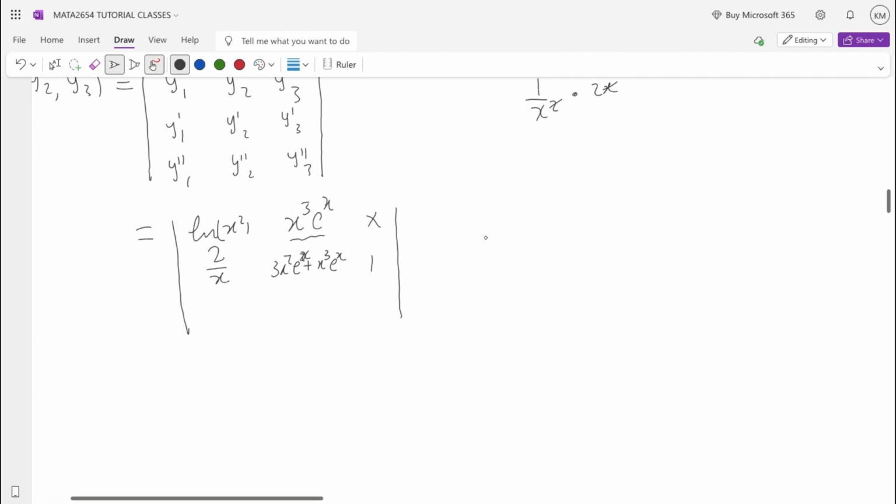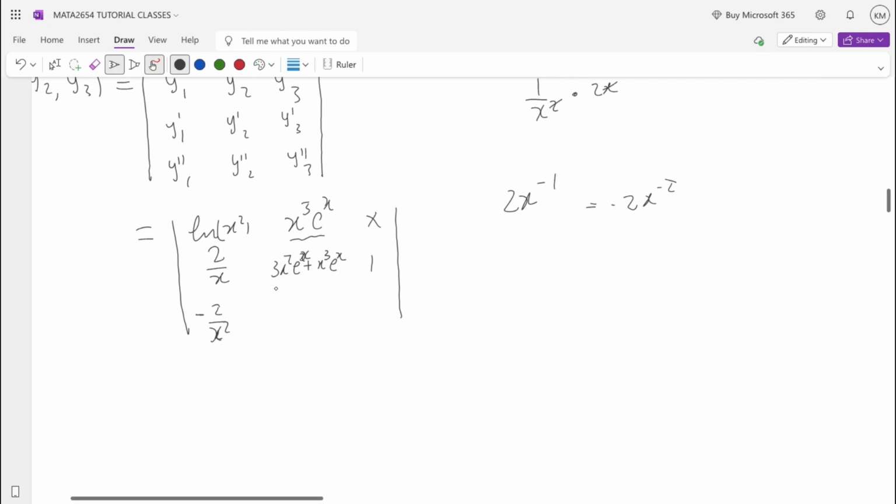Then the derivative of 1 over x. So I'm basically dealing with 2x to the negative 1. What is the derivative of this? Minus 2x to the negative 2. So basically, I have minus 2 all over x squared, right?